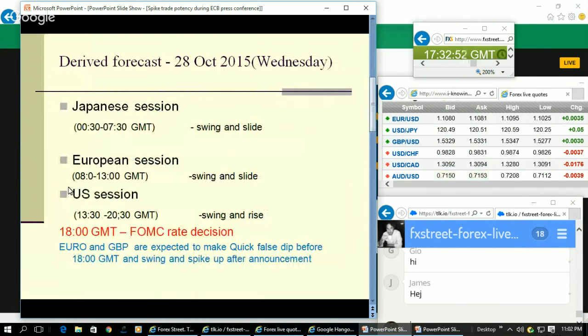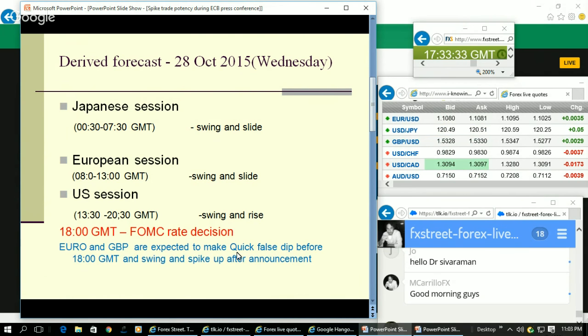The forecast says, I have given it on Monday, 26th of October, the expected market moves for the entire week. There you can find that today, 28th of October, they are expected to make the swing and slide during the Japanese and the European session, and then swing and rise during the US session. So you have come across a nominal rise in the case of Euro and a subdued rise in the case of GBP. And at 18 GMT, the FOMC rate decision is going to be there, and also the statement. So what are the Euro and GBP expected to make?